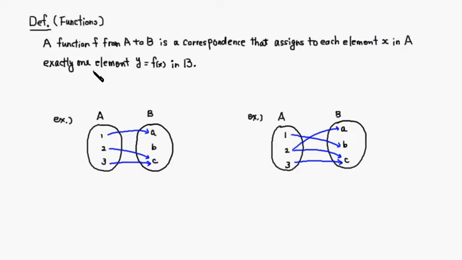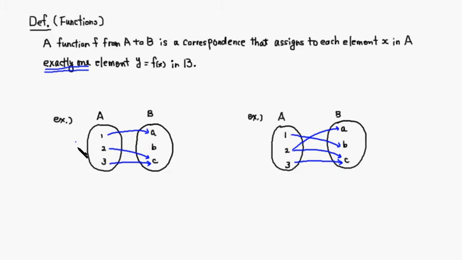Here's the punchline: exactly one corresponding element y, which can be written as f of x, in B. That's the rule. It's just a correspondence. For every single element in A, there must be exactly one element in B. So let's look at the following diagrams.